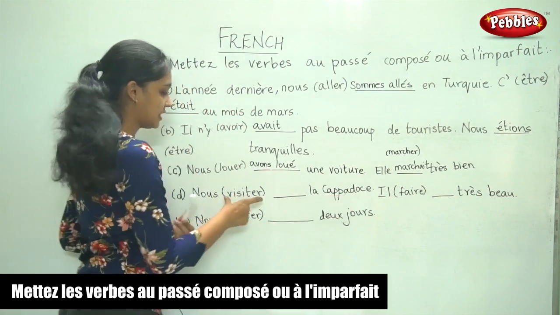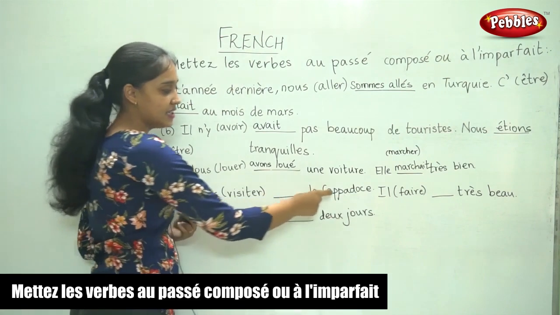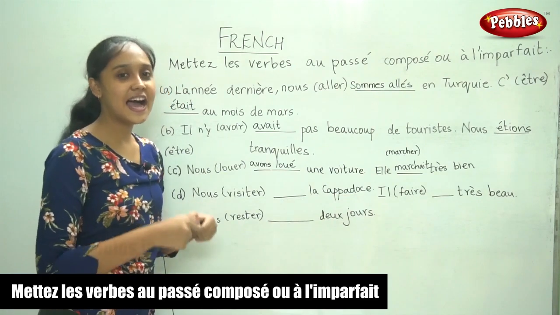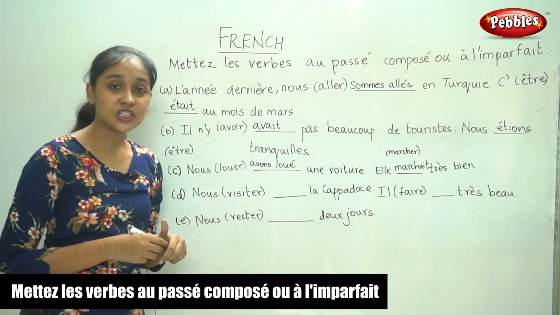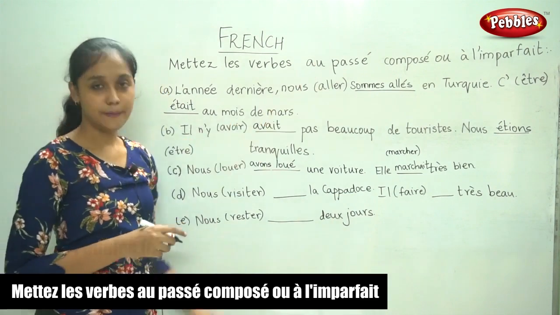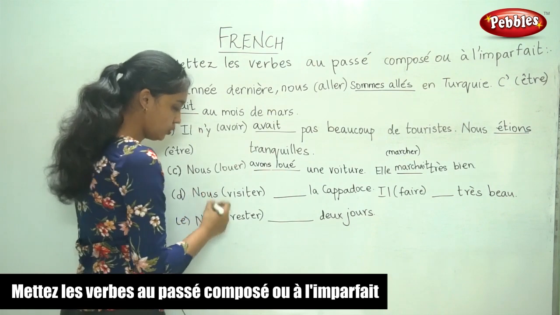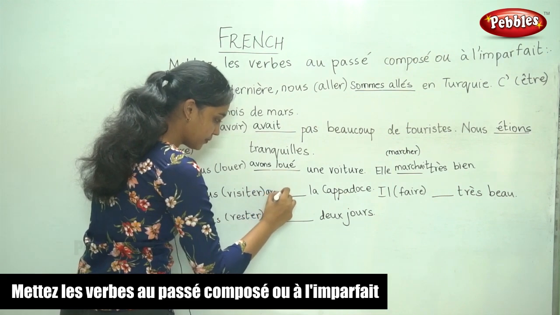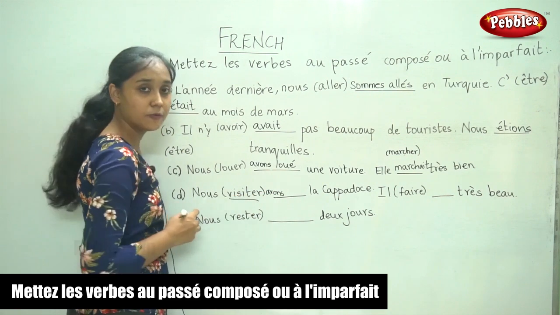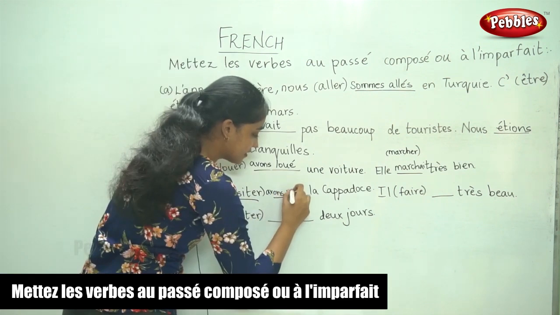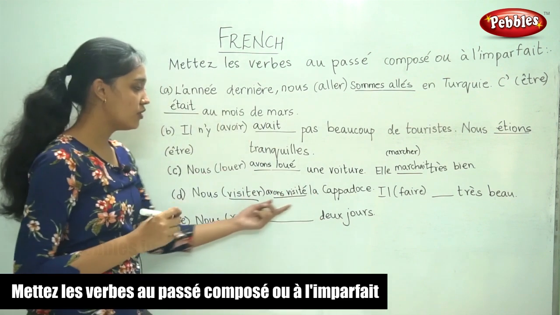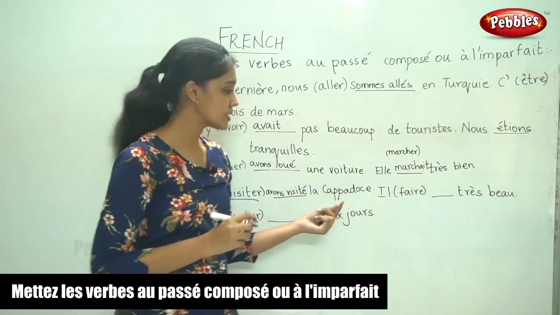The fourth sentence, nous, and the verb is visiter, la Cappadoce. Now, visiter. We visited La Cappadoce. So this is also an action. So for an action we use passé composé. So nous, again avoir, so avons, nous avons. Past participle of visiter is visité. Nous avons visité la Cappadoce.